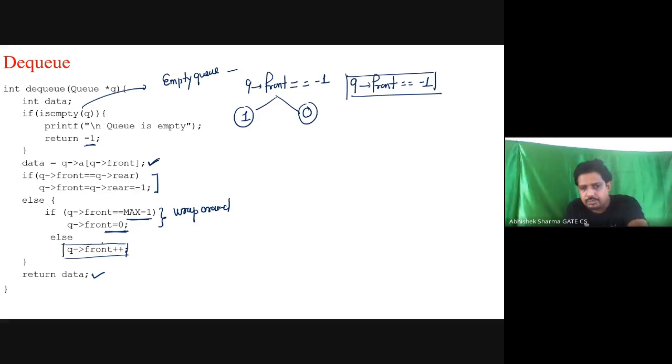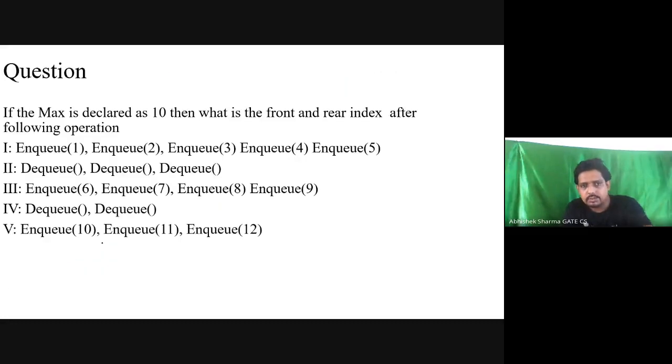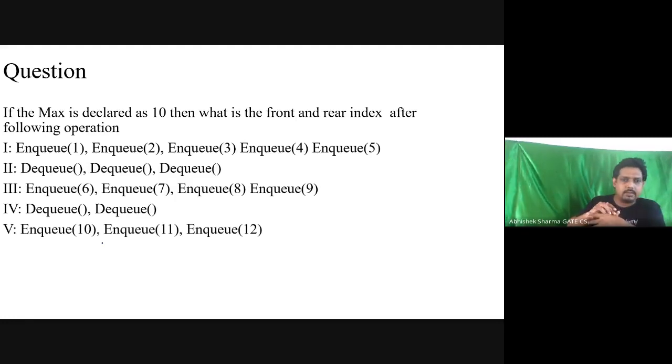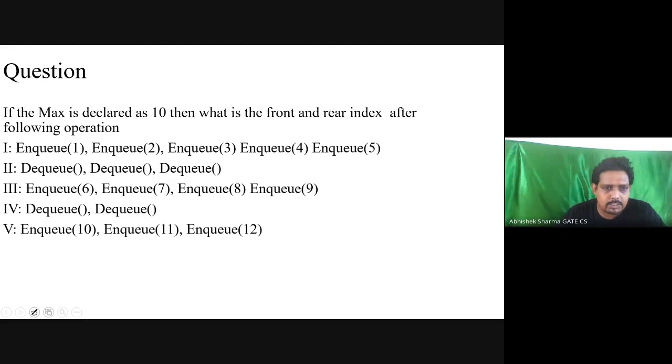Now I have a few questions for you, so look at this question. Max is declared as 10, and front and rear index after the following operations. Now you have to only comment on what will be the front and rear index after performing the following operations. So please respond with this answer. Look at the question and please respond.